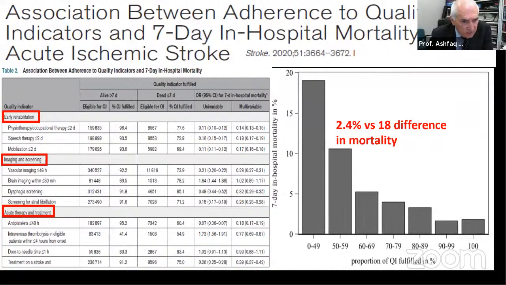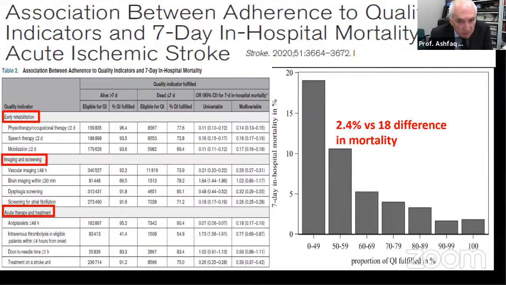Early rehab is very important, and you've got to monitor that. You've got to image your patients, and the imaging is not just the brain. You want to make sure that they're not at risk for aspiration pneumonias, right? You also want to screen for arrhythmias in these patients. And you want to start your treatments as soon as possible. So antiplatelets within 48 hours. Those who are eligible for TPA must be treated as soon as possible, which is within less than an hour, and these patients must go to a stroke unit.